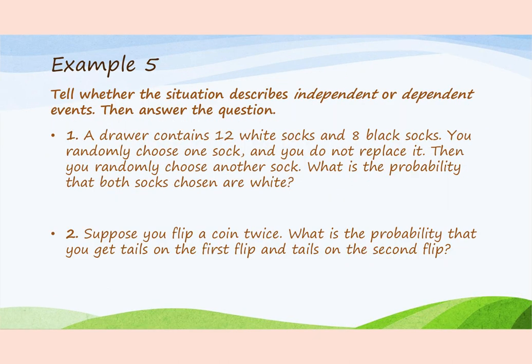All right. Tell whether this situation describes independent or dependent events, then answer the question. The first one says a drawer contains 12 white socks and 8 black socks. You randomly choose one sock. You do not replace it. Then you randomly choose another sock. Independent or dependent? Dependent. So we're finding the probability that you first choose a white sock, and then the probability that you choose a white sock given you already chose a white sock. So what's the probability you choose a white sock the first time?